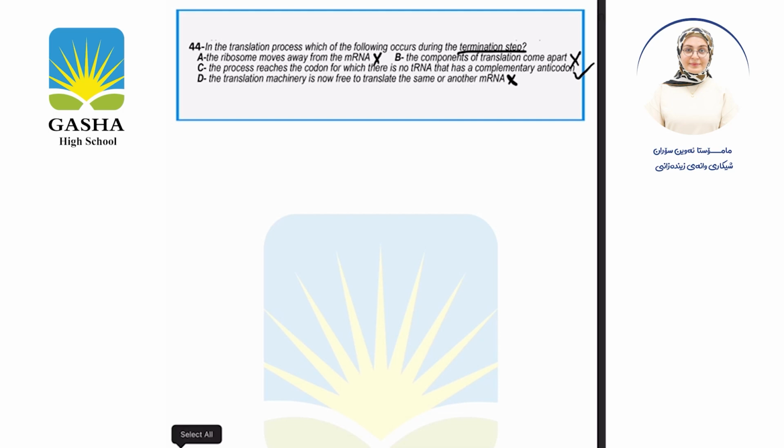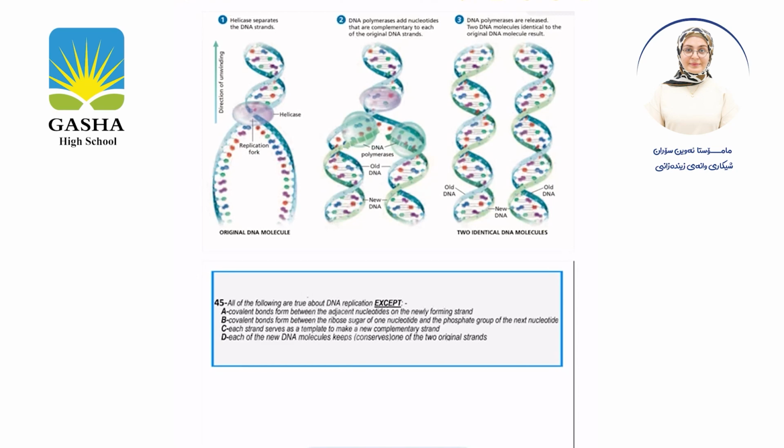So the true answer for question 44 is C. Question 45. All of the following are true about DNA replication except. So we are searching for the false answer. A. Covalent bond formed between the adjacent nucleotide on the newly forming strand. It means the next nucleotide. Yes, they are forming a covalent bond between the nucleotide that comes next.